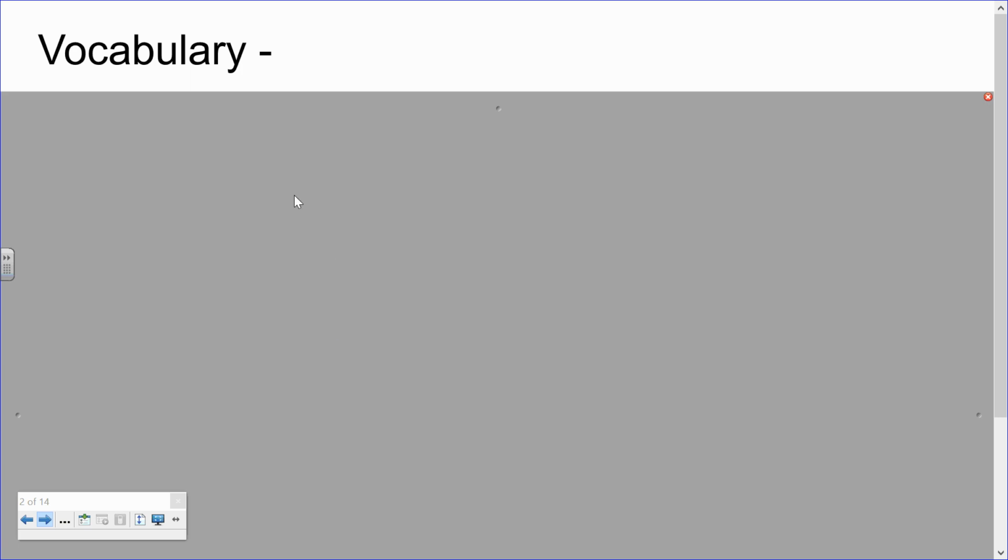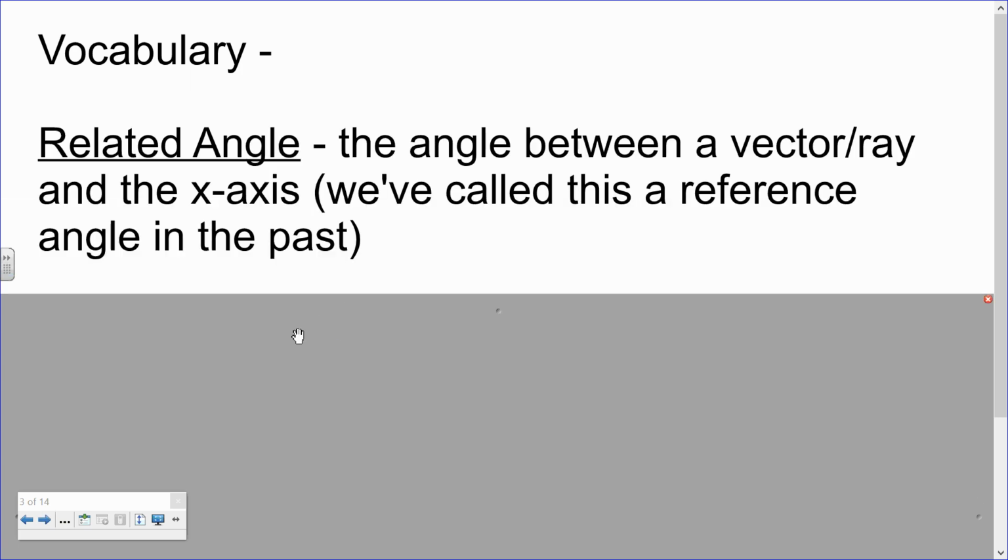And first, I want to point out when we're talking about these trig values, we're going to generally say related angle, which means exactly the same thing as reference angle when we were doing vectors and polar coordinates. And I will tell you right now, I'm going to use them interchangeably. So related and reference angles really are exactly the same thing.